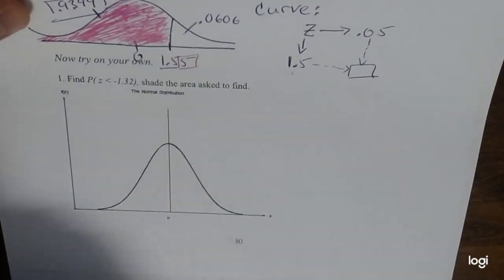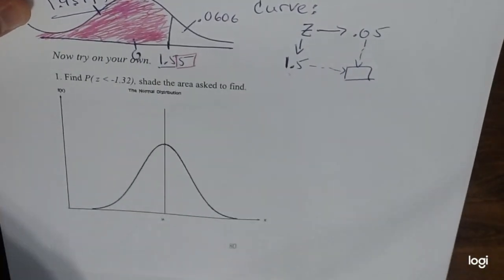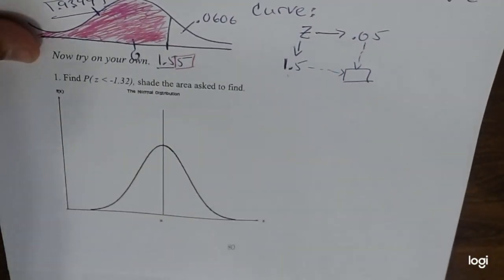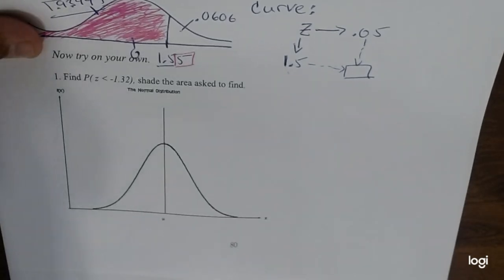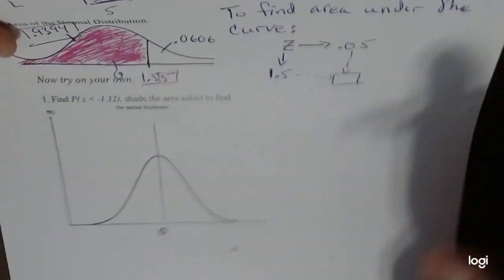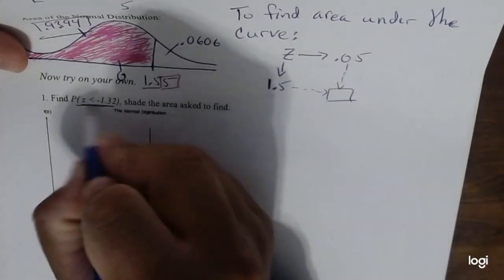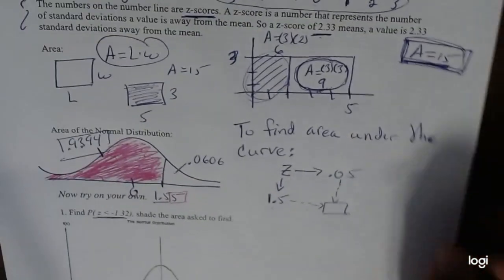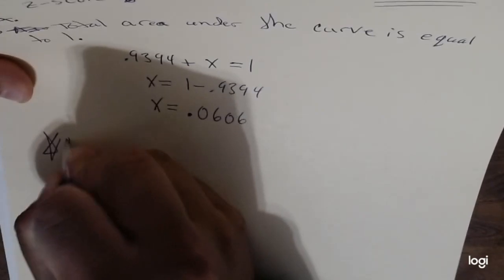Find the probability of z being less than negative 1.32. Shade the area and ask it to find. So mu is 0. There, mu is 0. So we want the probability. Now, the cool thing about this portion, let me give you guys a little hint going forward as well.